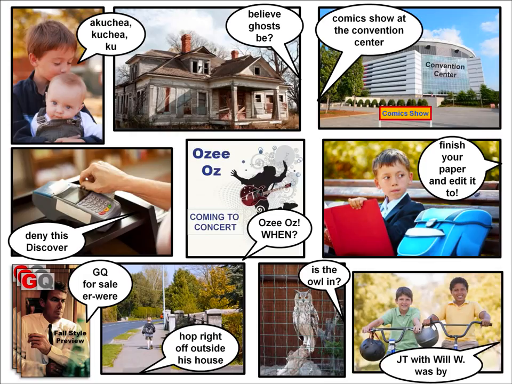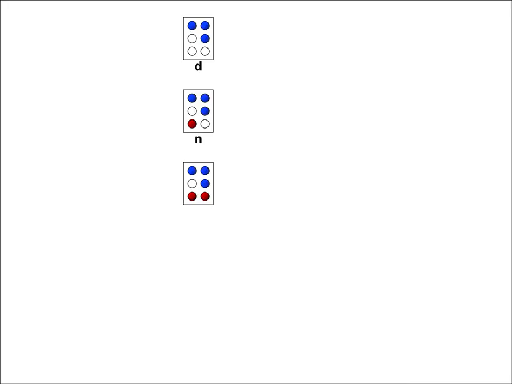And if we remember our second story, we can recall that the D column is deny this Discover, which is D-N-Y, this, dis. So in that column, the third cell down with dots 3 and 6 raised is the letter Y.